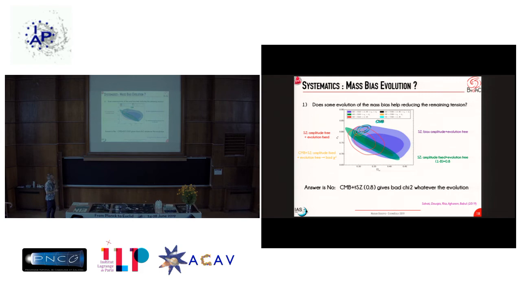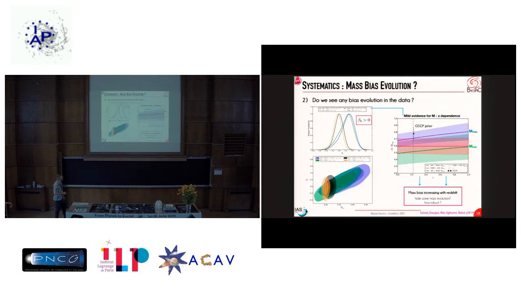This busy plot is showing that not really. So you have in blue the CMB. In purple, what the clusters and power spectrum are telling you if you let both the amplitude, the redshift and mass evolution free. Obviously it's completely enlarging the contours, but it's also moving towards higher values of omega matter. And if you fix the amplitude to be something about 0.8, letting the slope for the redshift and mass free, you have these green contours, which is excluding the CMB, or vice versa. And if you try to combine the two, you have a really bad chi-squared of this combination. So it doesn't help reducing the tension to let these two parameters free.